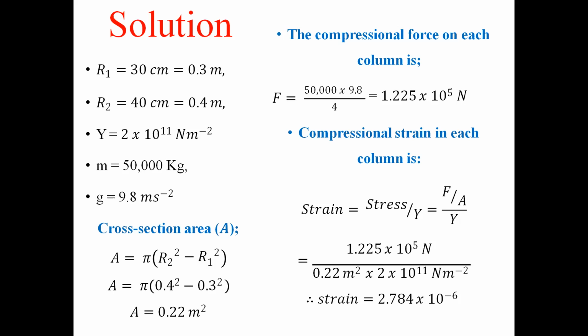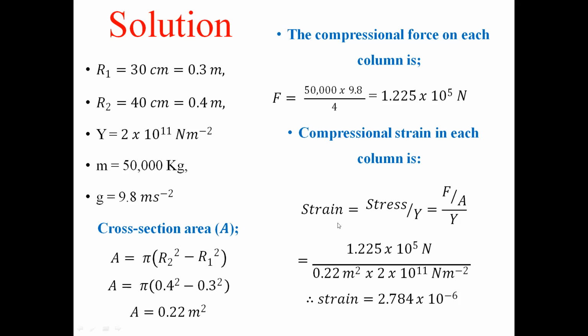The compressional force on each column is F equal to 50,000 into 9.8 acceleration due to gravity divided by 4, that equals 1.225 into 10 to the power of 5 newtons.